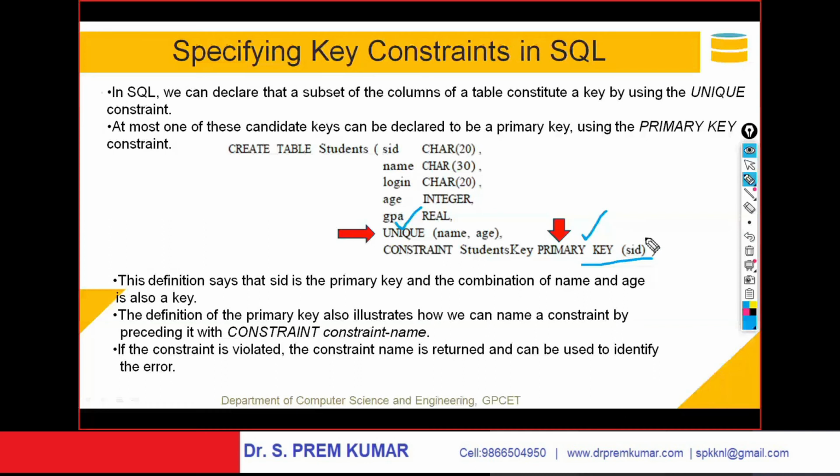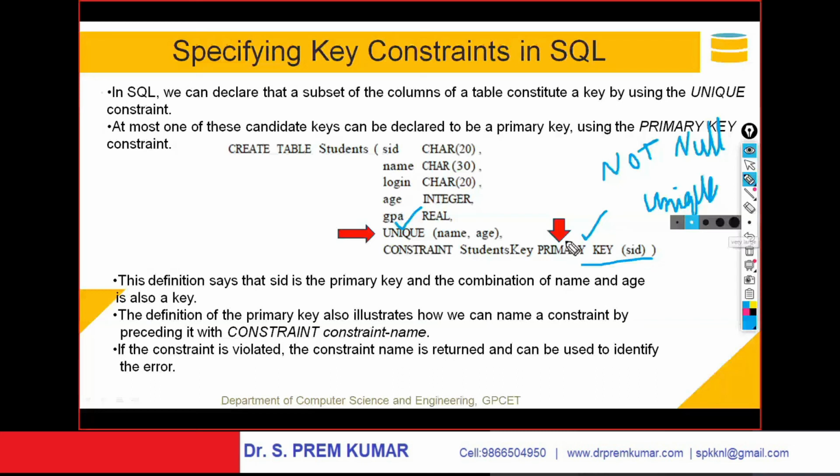Not null means definitely there should be a value, it should contain some value. And that value should be unique in nature. Unique in nature means no duplicates. It should not be duplicated. That's the thing, primary key.